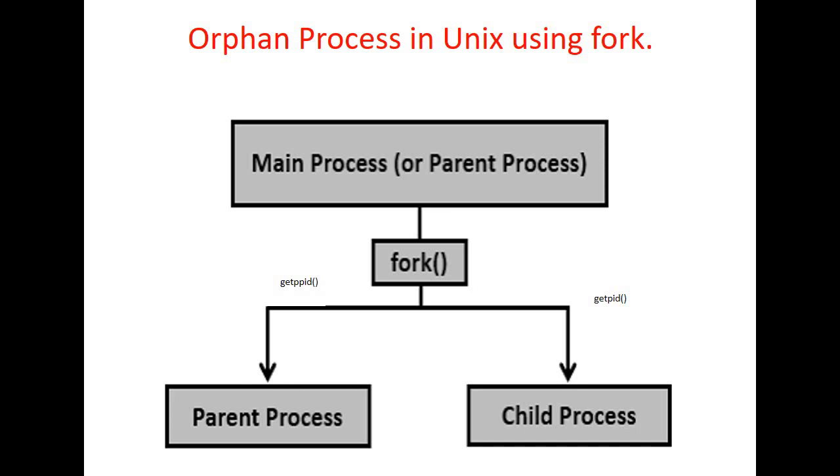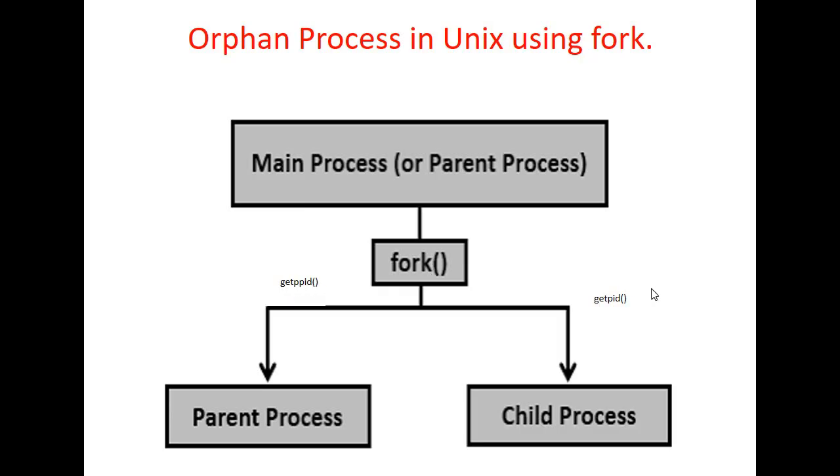In this video, we are going to learn about orphan process in Unix system. An orphan process is a process whose parent process terminates before the child process finishes execution. The ID of the process is obtained by using the function getpid. The ID of the parent process is obtained by using the function getppid.